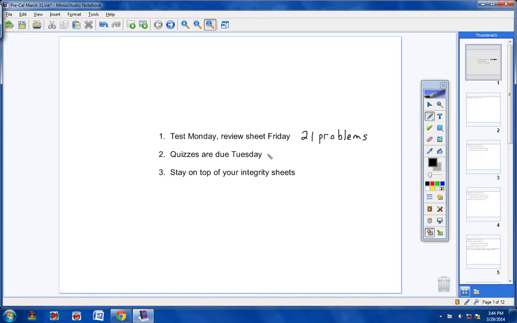All right, quizzes are due Tuesday, so make sure you get those turned in, completely done, all questions asked and completely finished. Stay on top of your integrity sheets. Integrity means you're honest. You do the work, and if you don't, you tell me, okay? So all integrity sheets will be due Monday when you come to my house, okay? If you got any questions on these announcements, contact me and I will try to help you.